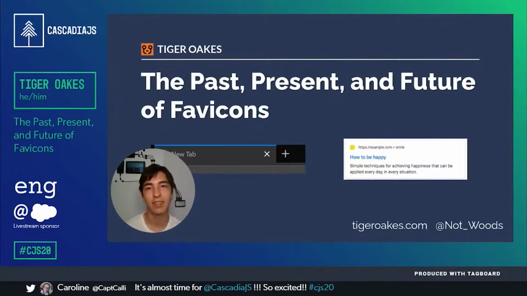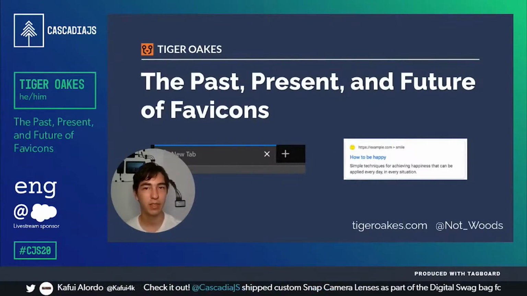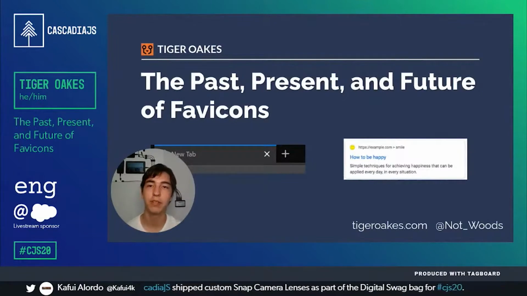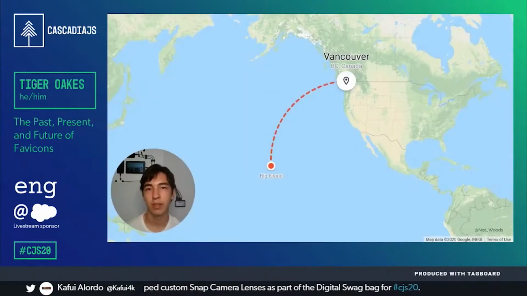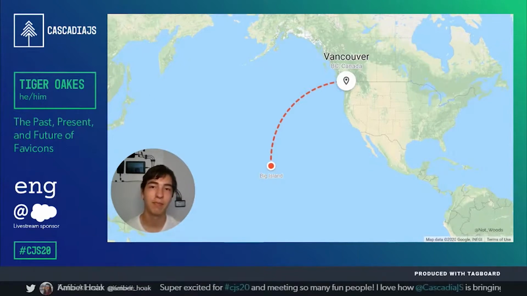Hi, I'm Tiger. Yes, that's my real name. I'm on Twitter at NotWoods. I'm a student and I'm an intern at Mozilla, where I work on PWA support and other features in Firefox for Android. I grew up in Hawaii and then moved to Vancouver, Canada 5 years ago. People usually go the other way, but I like it more here in Cascadia.